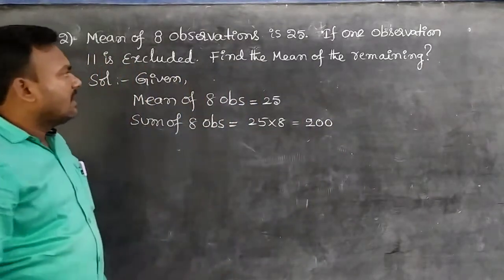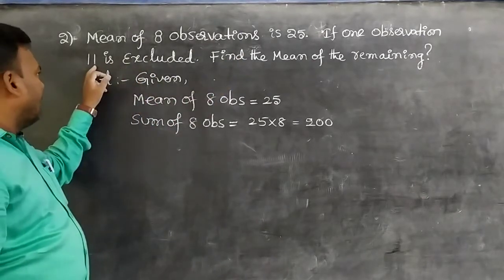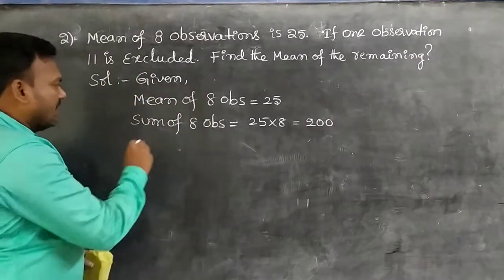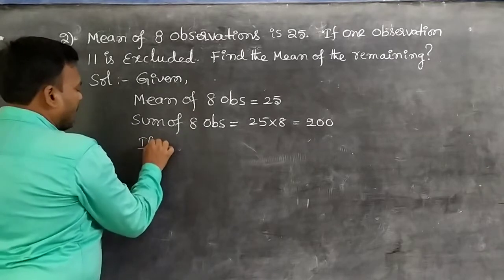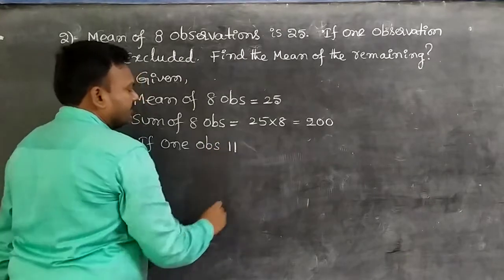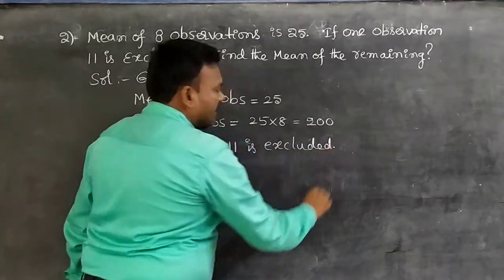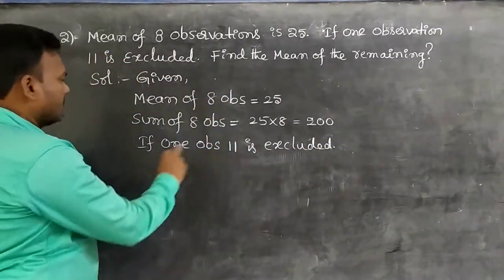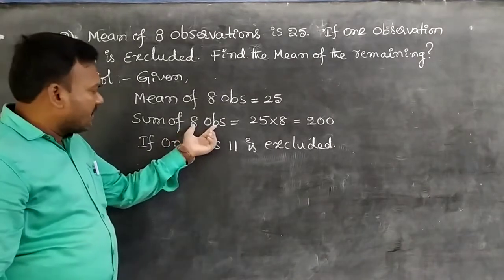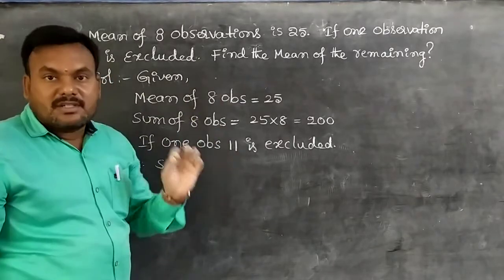Okay. According to the problem, if one observation, 11, is excluded, that means removed. So write down here, students: if one observation 11 is excluded. Next, the remaining. In total 8 observations are there. Here one observation is excluded, so what about the remaining observations? 7 observations. Is it clear, all of you?